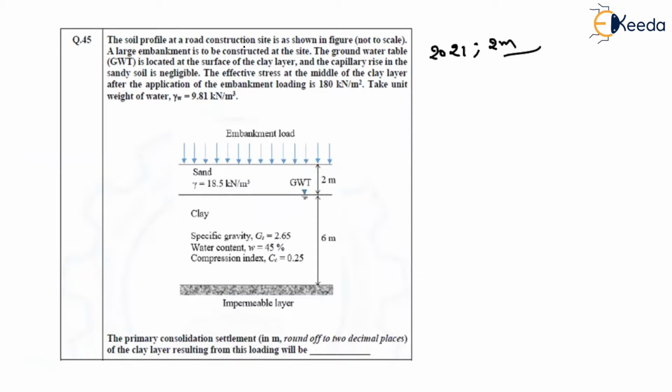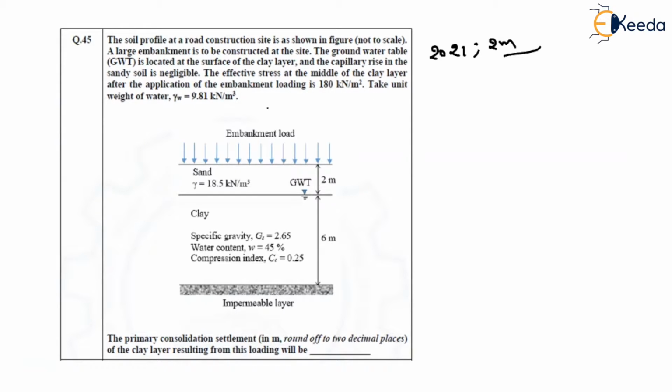The soil profile at a road construction site is as shown in the figure. A large embankment is to be constructed at the site. The groundwater table is located at the surface of the clay layer. The capillary rise in the sandy soil is negligible. There is no capillary rise. The effective stress in the middle of the clay layer after the application of the embankment loading is 180.